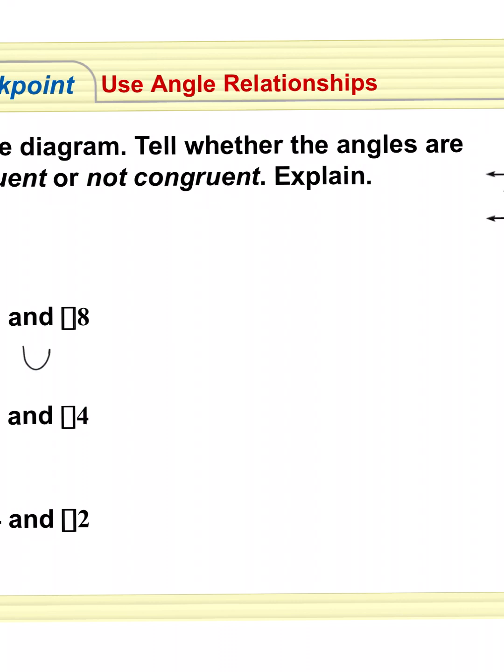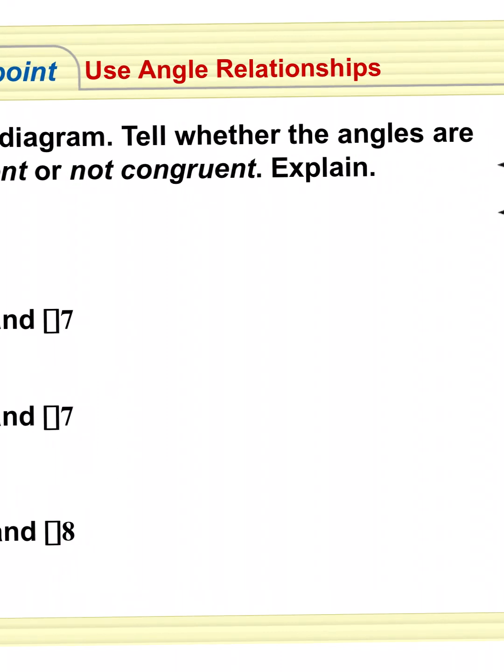Yes, they are both 60. What about angle 3 and angle 4? No. What about 4 and 2? No. Okay, on to this one. It's the same diagram. Are 2 and 7 congruent? Yes, they're both 120. What about 3 and 7? Yes, both 120. What about 3 and 8? No. One's 120 and one's 60.